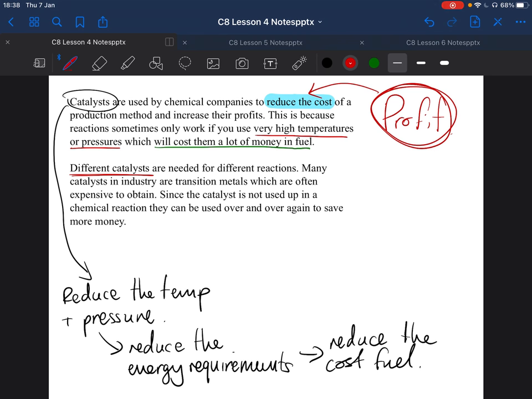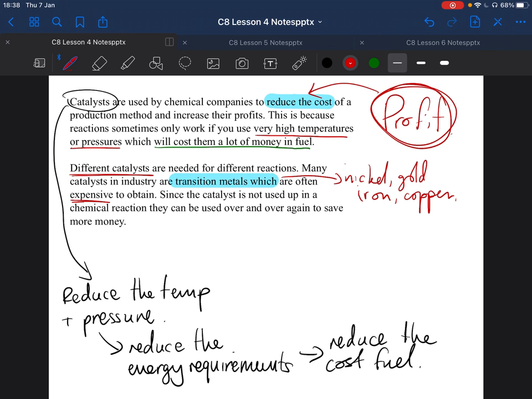Lots of our catalysts are made from transition metals. Transition metals are normally expensive. So we're looking at things like nickel, gold, iron, potentially even copper. It depends on the reaction that we're looking at, which transition metal we pick.